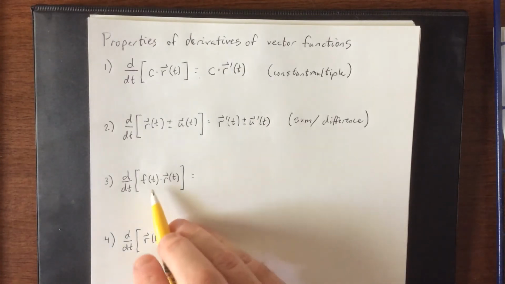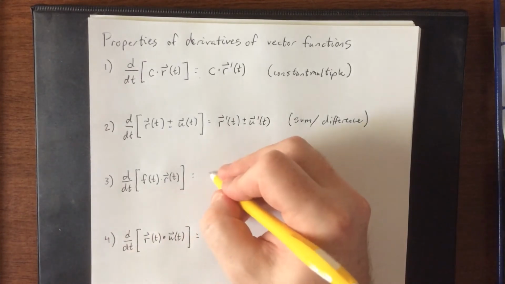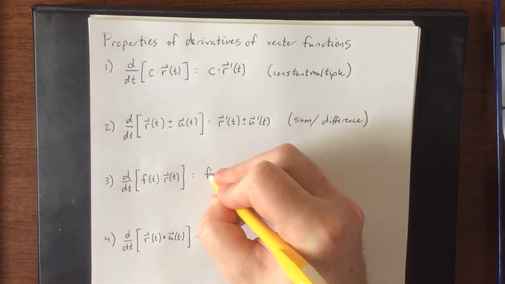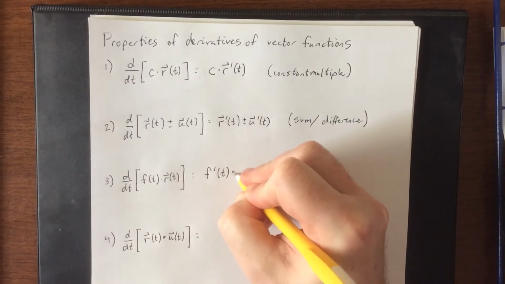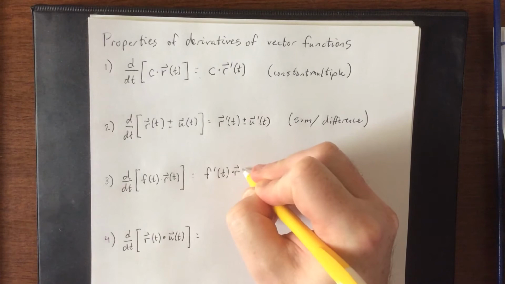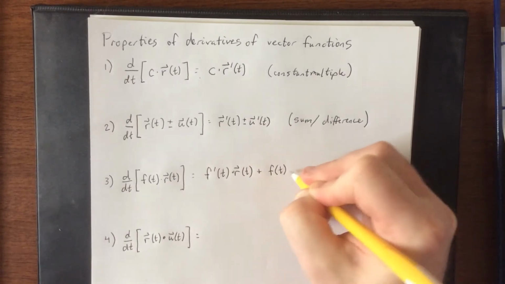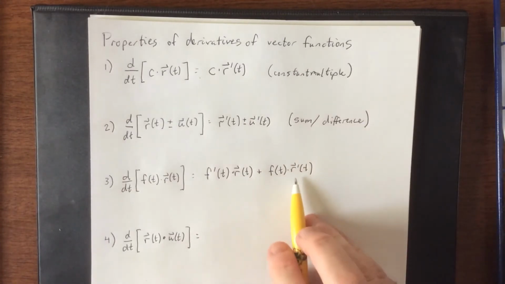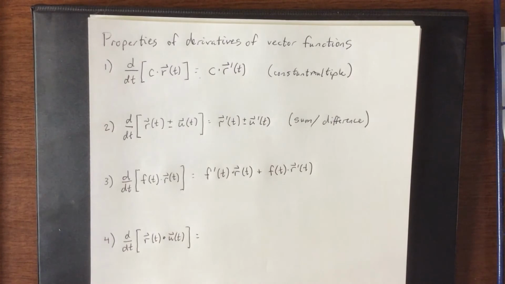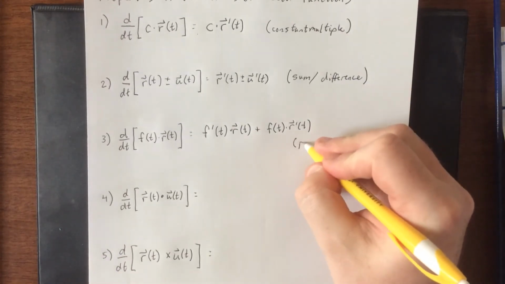For number 3, we have a form of the product rule, but this time we have a scalar function times a vector function. So it works the same way as the product rule does, where you differentiate them one at a time. Sorry, I'm making that look too much like a dot product, but really it's just a product. So first times derivative of the second plus the second times the derivative of the first. The order in which you write those things doesn't particularly matter. But this is one form of the product rule.